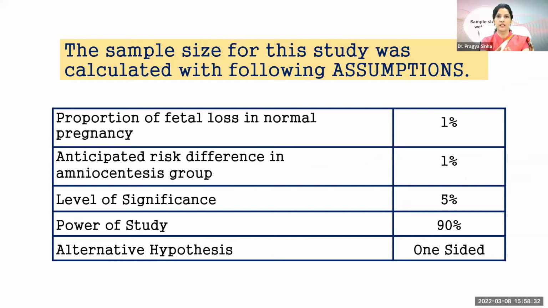Again, you can see the alternate hypothesis is one-sided because I assume that the loss will be there with the amniocentesis group. So the proportion of fetal loss in normal pregnancy is 1%. The anticipated risk difference in the amniocentesis group is 1%. That means you have to use 2%. And then the level of significance is 5% and the power of the study is 90%. So all of you please calculate this and text in the chat box. What was the calculated sample size?